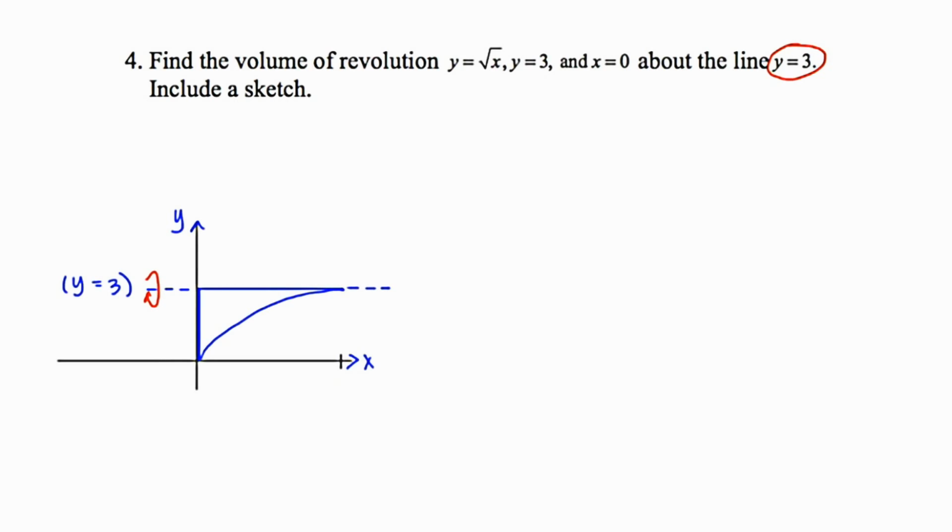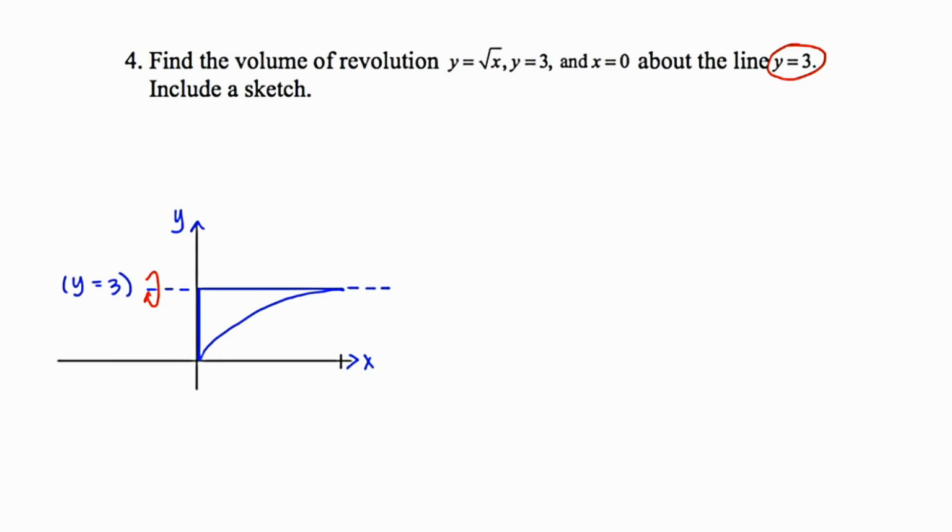So in our fourth and final example, we're asked to find the volume of revolution using the curves y equals the square root of x, y equals 3, and x equals 0, this time about the line y equals 3. I've gone ahead and sketched those elements for you. Y equals root x, of course, is the wing, y equals 3 is that horizontal line on top, and x equals 0 is really just that little vertical piece on the left. Now we're revolving this solid over the line y equals 3.